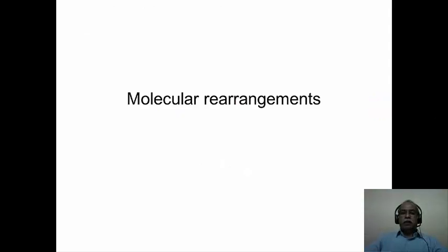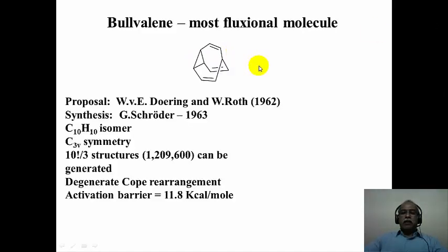Molecular rearrangement is a very interesting phenomenon in organic chemistry, and one of the most fascinating molecules which undergoes rapid rearrangement is called bullvalene. The structure of bullvalene is shown here. This is a very simple structure. The molecule has a molecular formula of C10H10. In other words, it is a C10H10 isomer. It possesses a threefold axis of symmetry passing through the center of this cyclopropyl ring and passing through this methine carbon, that is, a C3 axis of symmetry.